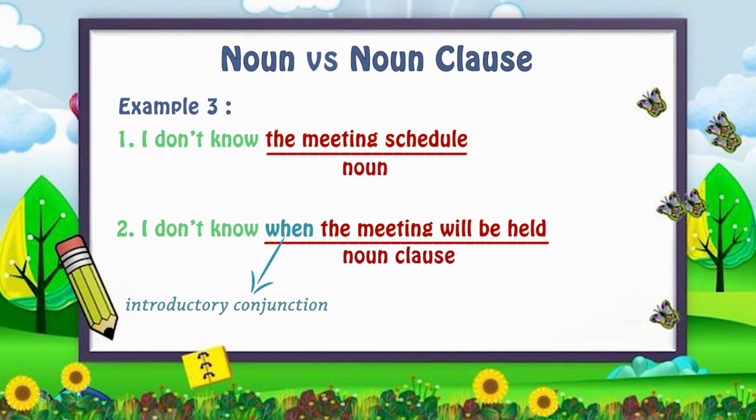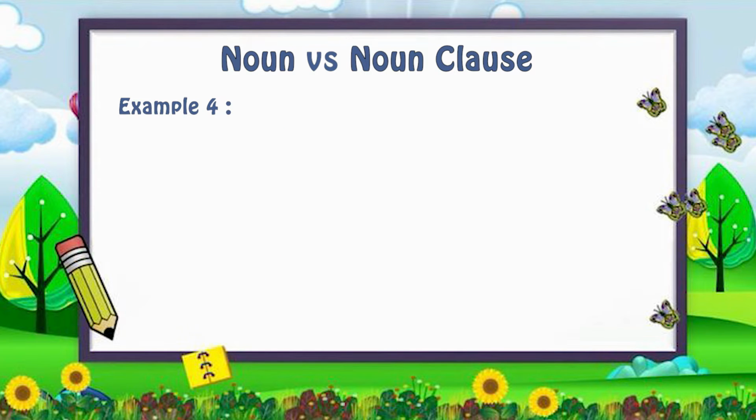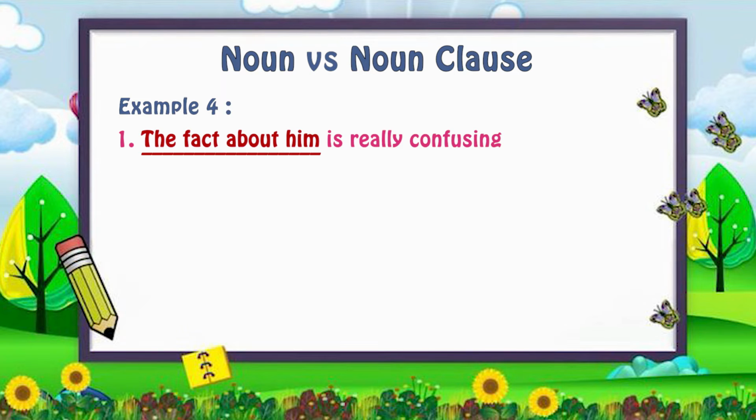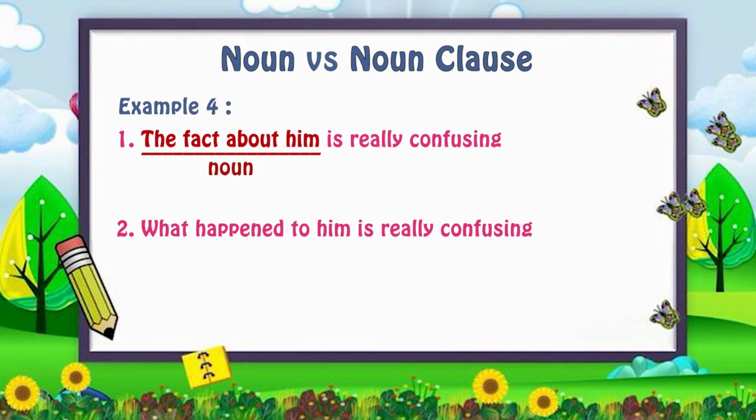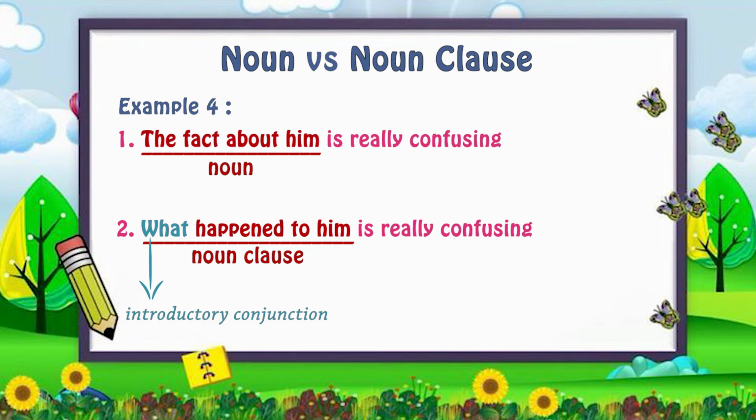Now, let's see the fourth example. The fact about him is really confusing. The fact about him is the noun. If we change it into a noun clause, the sentence will become, what happened to him is really confusing. So what happened to him is the noun clause that replaces the words the fact about him.